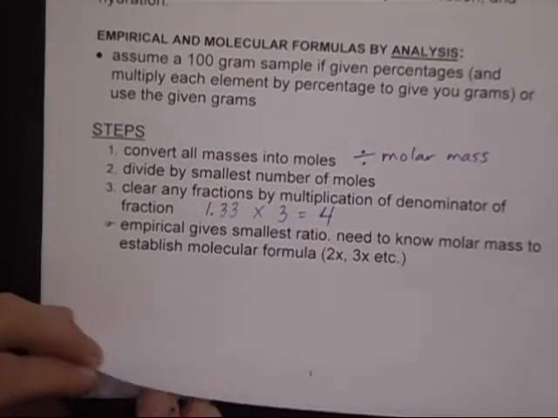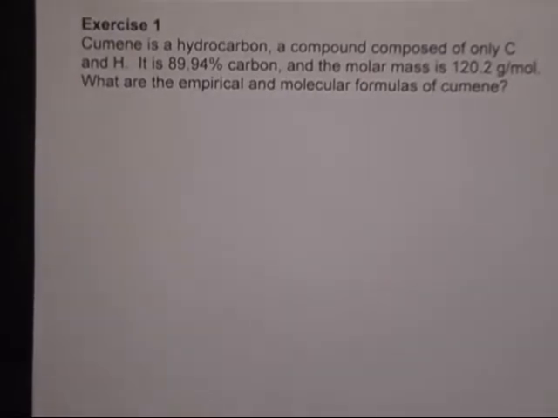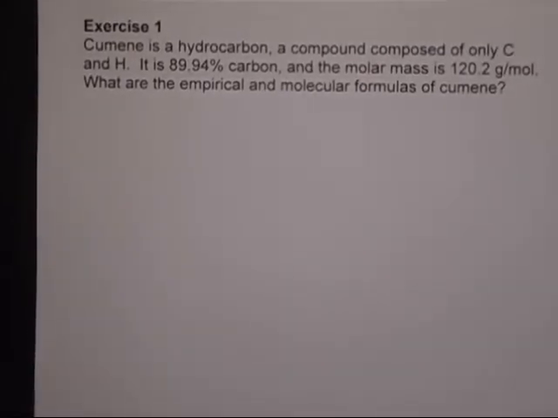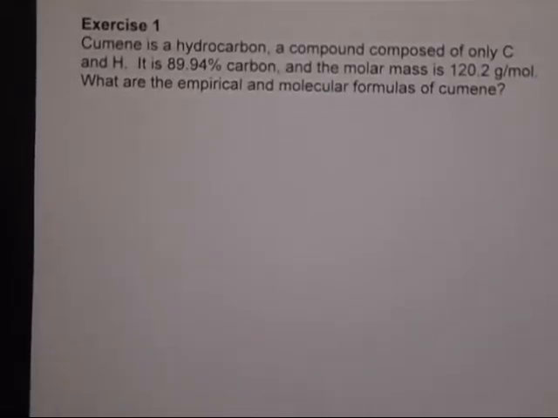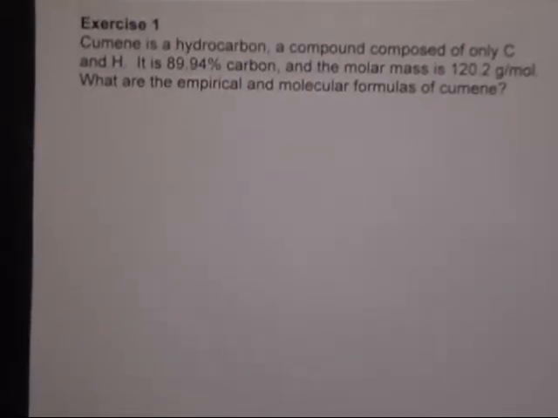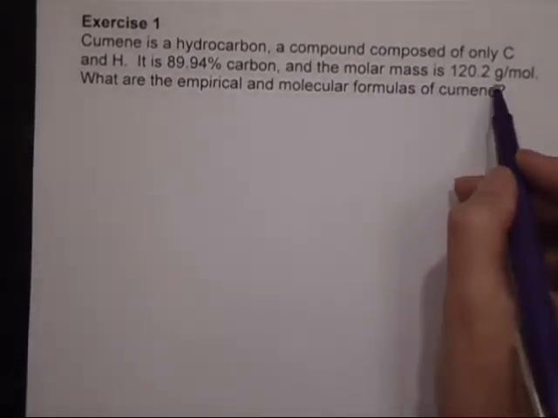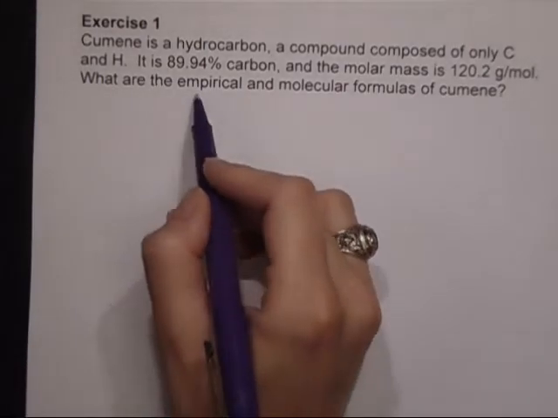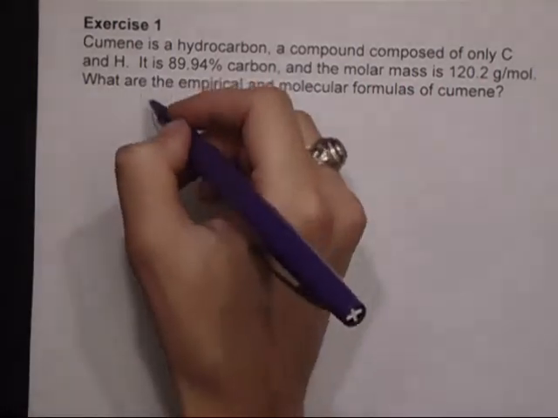All right, so let's move on to exercise number 1. In exercise number 1, we have cumene, which is a hydrocarbon compound of carbon and hydrogen. It's 89.94% carbon. And since the only other element is hydrogen, 100 minus that would give you your hydrogen. It also tells us the molar mass right here, and we want to know the empirical and molecular formulas for cumene.